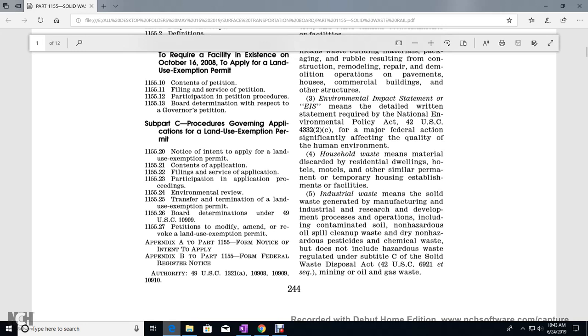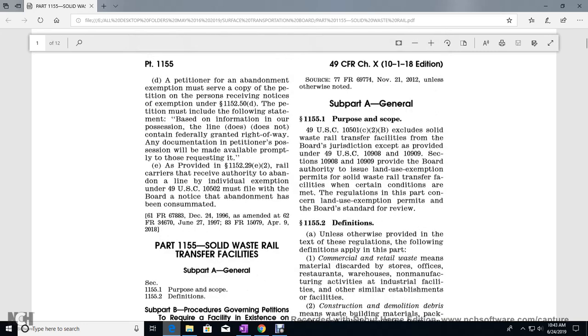1155.26, Board determinations under Title 49 U.S. Code 1099. 1155.27, petition to modify, amend, or revoke a land use exemption permit. And then Appendix A and B: Part A, the notice of intent to apply, and Part B, the formal Federal Register notice. We skip the appendixes here.